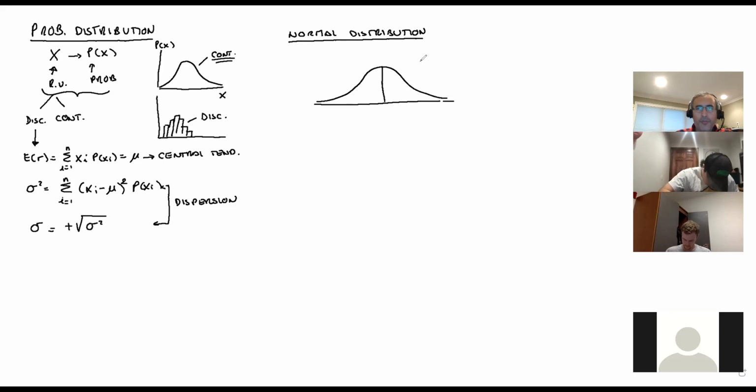Symmetry implies, guys, that this part here is 50% and this part here is 50%. Asymptotic means, guys, that this part here never touches or crosses the X axis. Okay, so this line here is never going to cross the X line, the horizontal line. And what is interesting is that as soon as this is a symmetric distribution, the mean, the mode, and the median, guys, all are here.